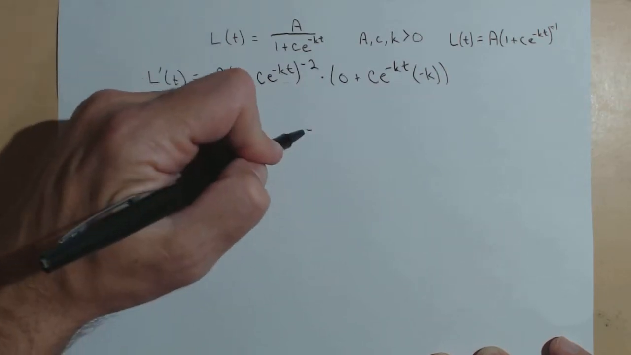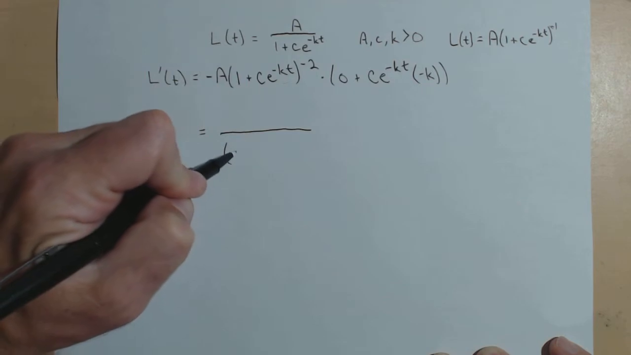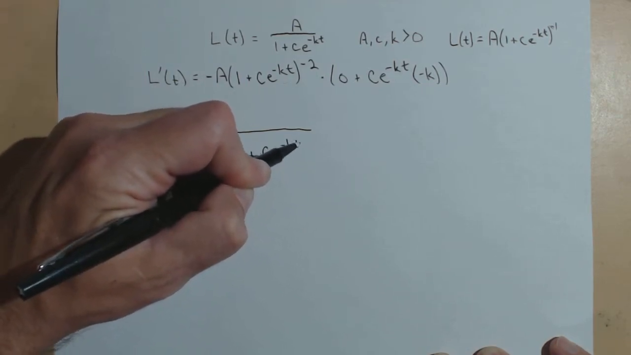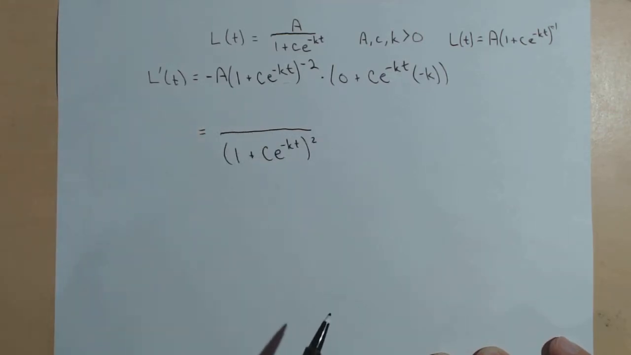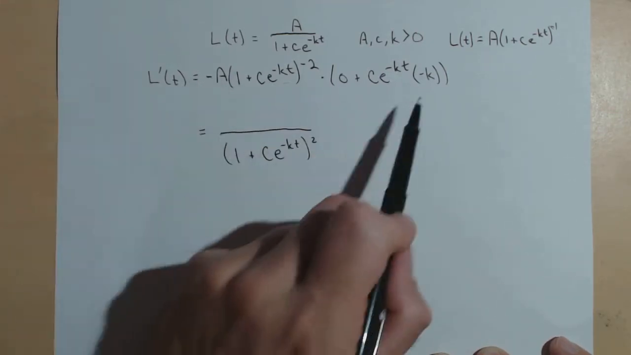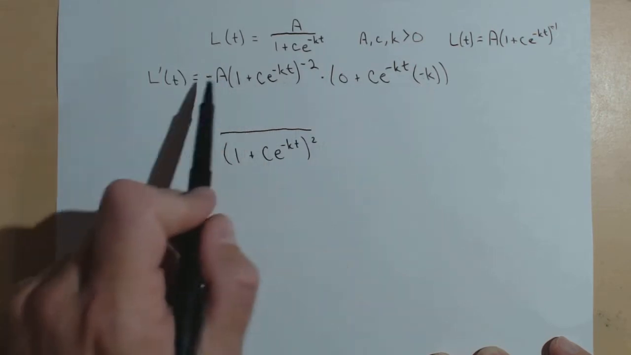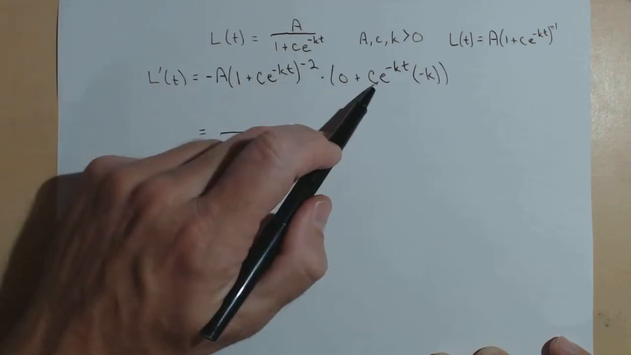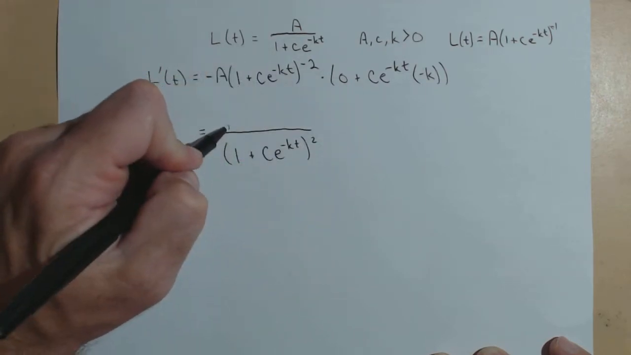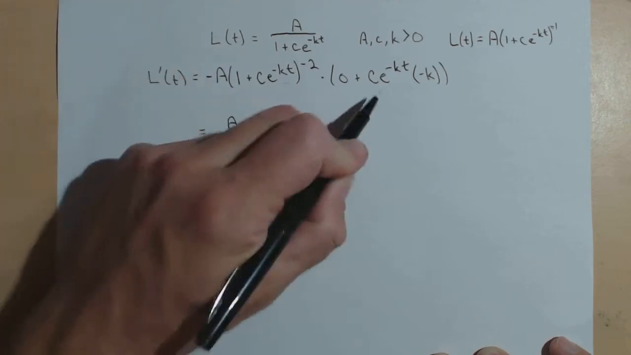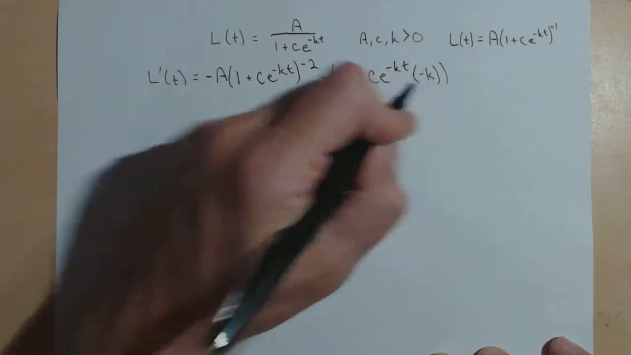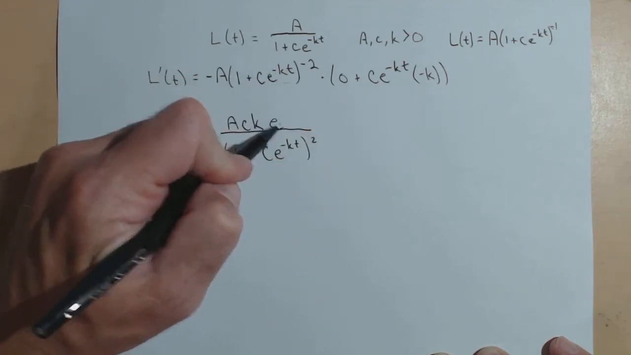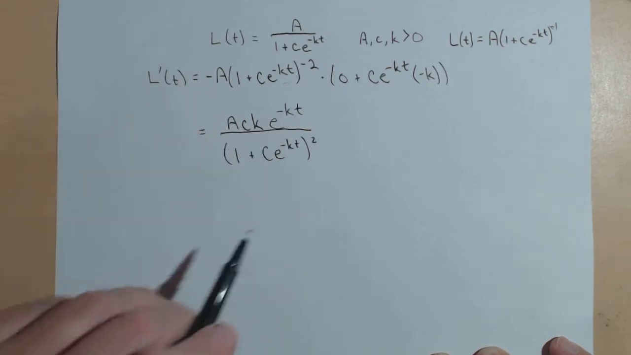Now I'm going to go ahead and write that in the denominator: 1 plus ce to the negative kt to a positive 2. And in the numerator I have a negative a, but also times a negative k. So the negatives will cancel each other out. And I'm going to multiply by that c as well. So I have an a times this c times this k. It's going to be positive again because the negatives were canceling each other out. E to the negative kt.